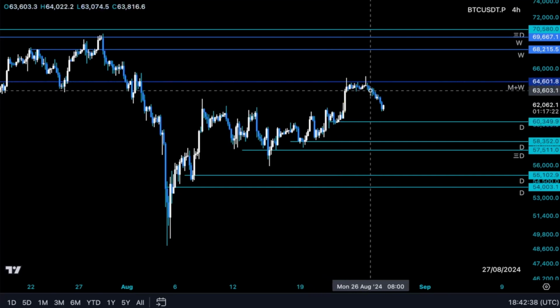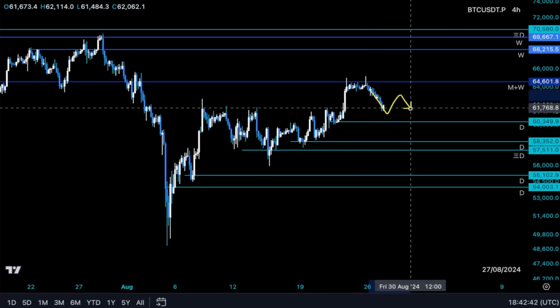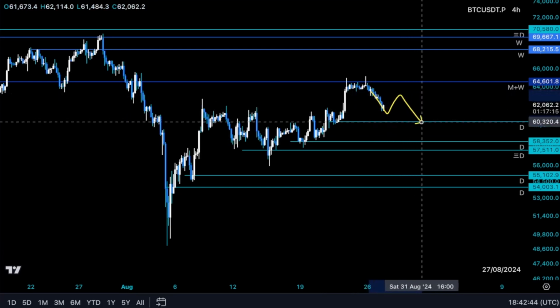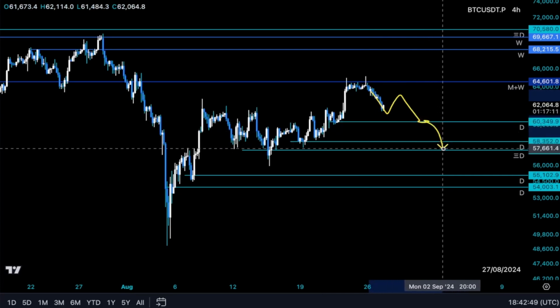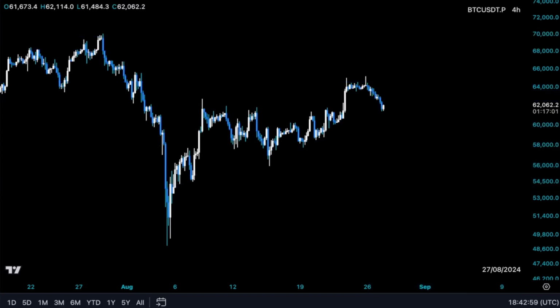However, at the moment, as I said, we might see this rejection because we're at the local support. And then this level is very important: $60,000. If we're not holding this level, highly likely the next target, breaking this level, will take us all the way to this level, which is $55,000. So you've got the levels as well as the timing.